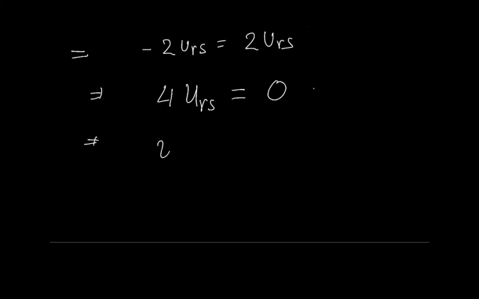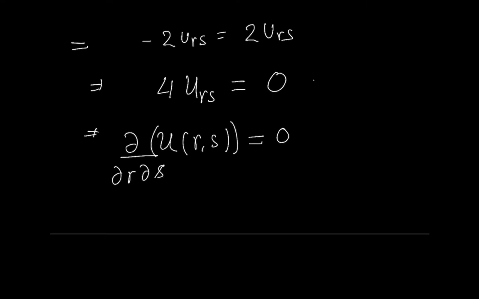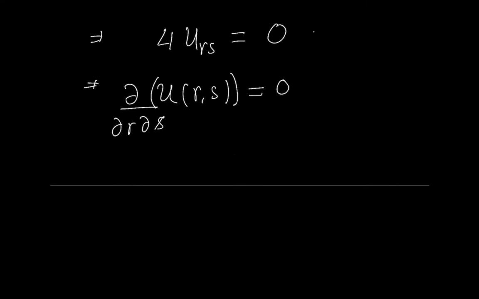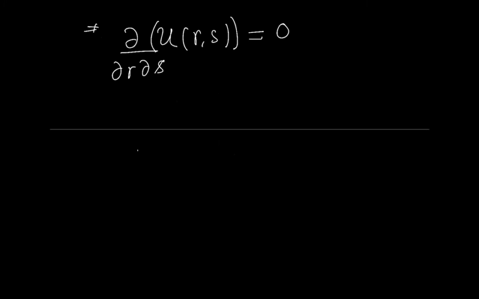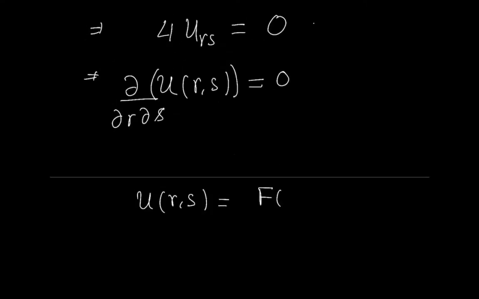So this implies that U, a function of R and S, has a mixed partial derivative with respect to R and S equal to 0. When a function has a double partial derivative of 0, what type of function will it be? You can assume that U(R, S) will be a function of R plus a function of S. This is the reason that both partial derivatives are 0.